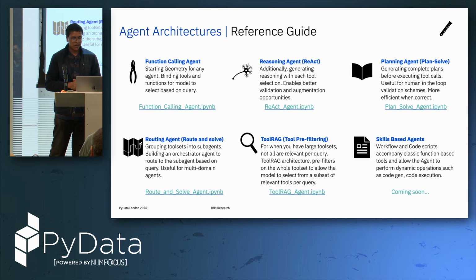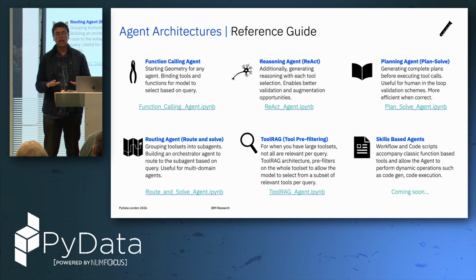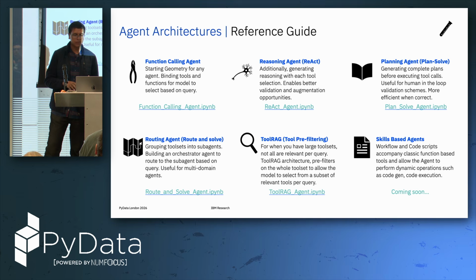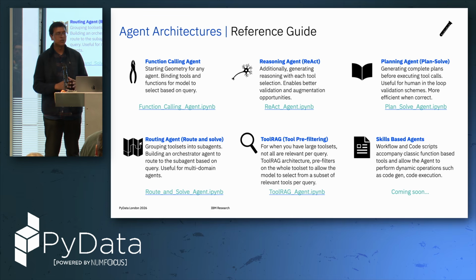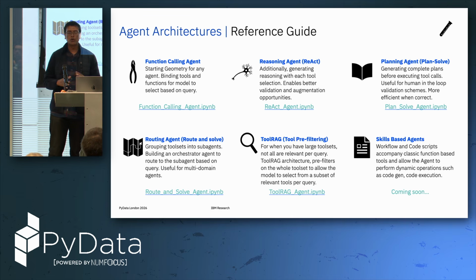One cookbook that we have in the works right now is skill-based agents. So these are agents which might interact with your file system locally. And these are a little bit more dynamic because they can write code, they can execute code, but you have to be a little bit more careful with these because if you want to write and execute code, considerations of sandboxing and protecting your local data file system come into the mix as well.